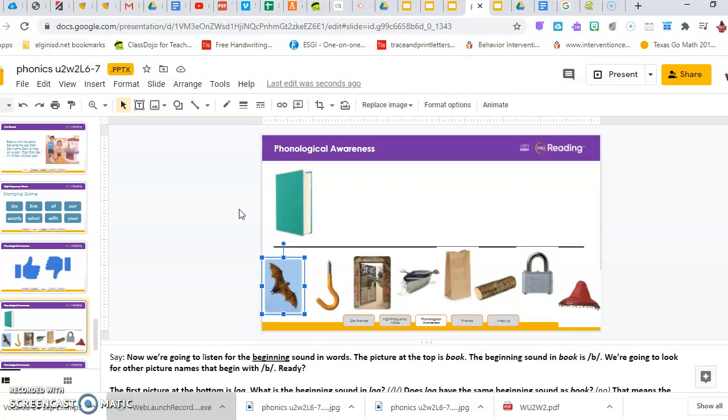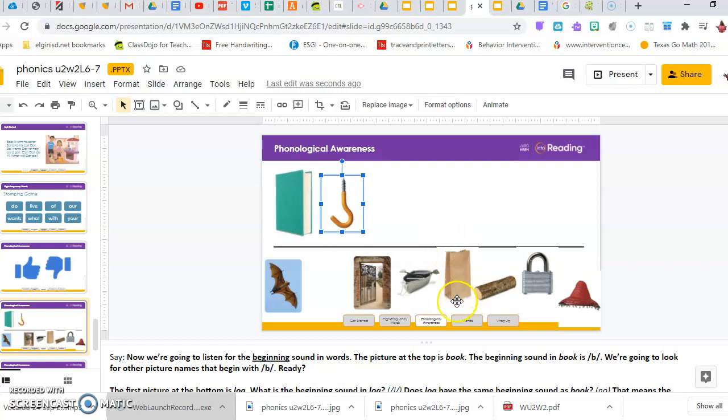Now we're going to listen for the final sound in words. The picture at the top is book. The final sound in book is K. We're going to look for other picture names that end with K. Ready? Bat. Does bat end with K? No. Hook. Does hook end with K? Yes, it does. Does gate end with K? No.